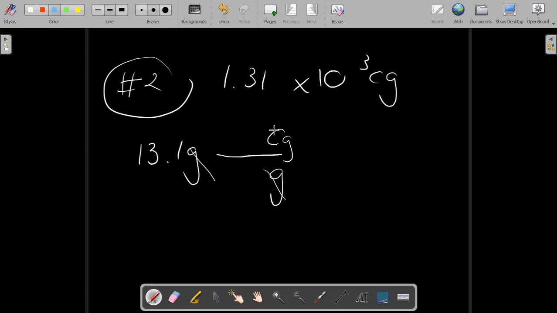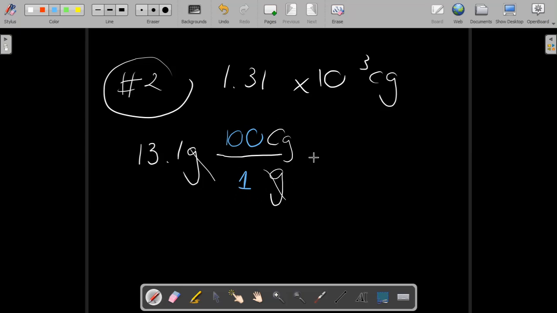Well, what do I know? I know that the word centi means 100. So I can put 100 centigrams in 1 gram. And remember, you could have done it the other way around. In 1 centigram, 0.01 grams. So it has to be true, but you can think going up or going down.